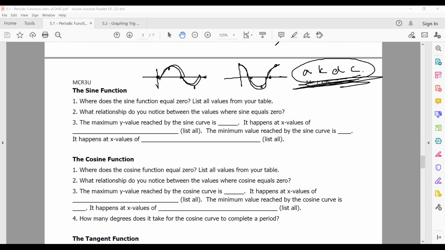Ian asks, in the 4.6 worksheet, what is number 4 asking us to do? Oh, don't worry about number 4. It was just an example of how this can even be used with exponentials. Don't worry about number 4. It was just an example.